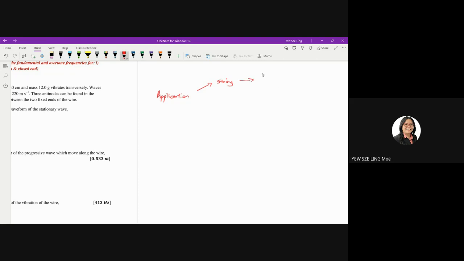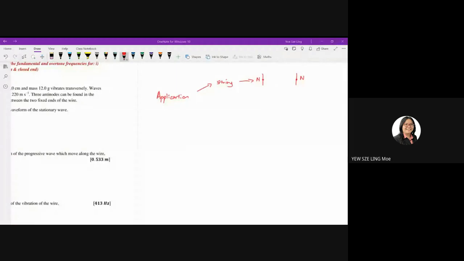So when it comes to string, the thing that you have to remember in this subtopic is that you need to know how to sketch the diagram, because quite often questions will ask you to sketch the nodes and antinodes diagram, right? So when it comes to strings, you have two nodes, one on each fixed end. That is the thing that you need to know.